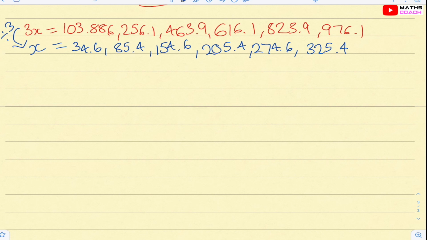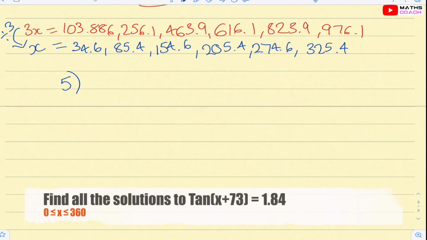Let's look at two more when we are adding or subtracting, just to get a bit of practice. So what about if we have something like: find all the solutions to tan(x + 73) = 1.84. We haven't looked at tan, so let's have an example with that one. So we've got tan bracket x plus 73 equals 1.84, and we are in the interval between 0 and 360.